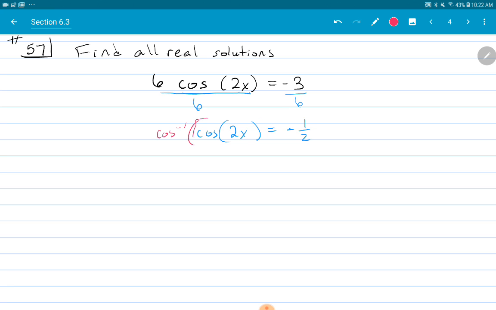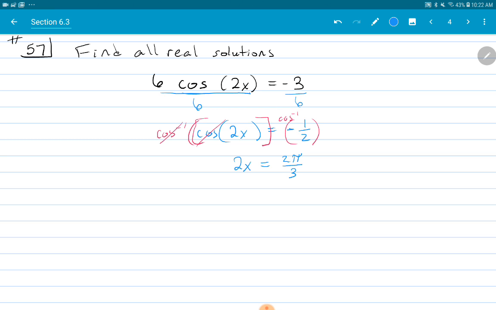On this side I just get 2x out because the cosine inverse will cancel the cosine. And on the right, I get cosine inverse of negative 1/2, which is, I look at my unit circle and I see that it's... oops, sorry. 2 pi over 3.